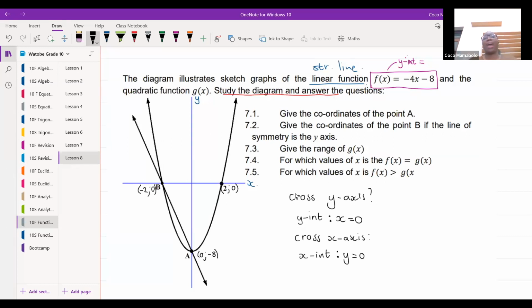Whew, guys, we've already done so much and we haven't even answered a single question yet. I have one more question to ask, guys. What do we call this point where the two graphs meet? This point and this point. What do we call these 2 points, guys?